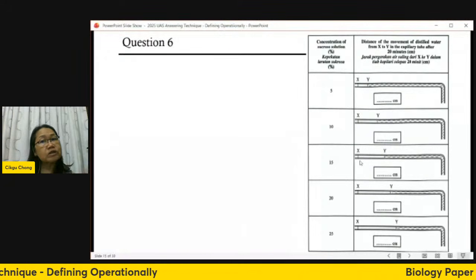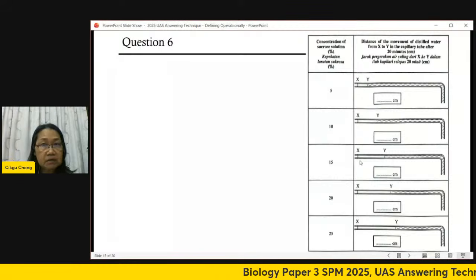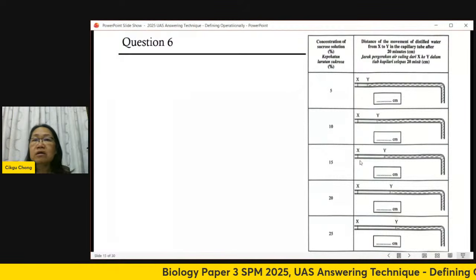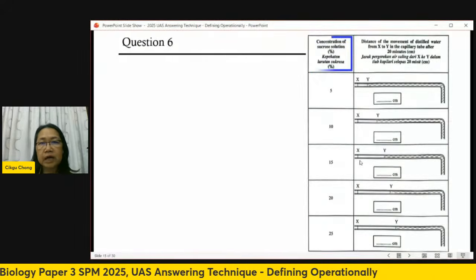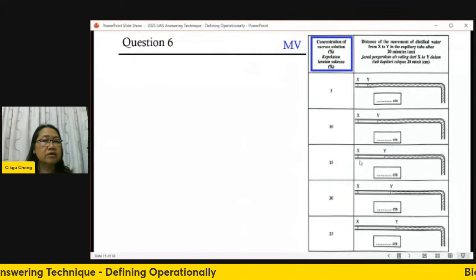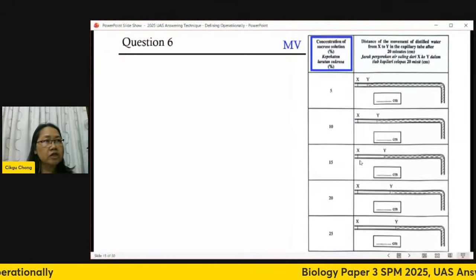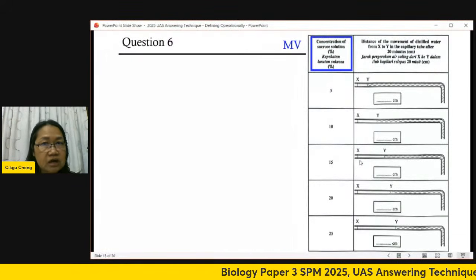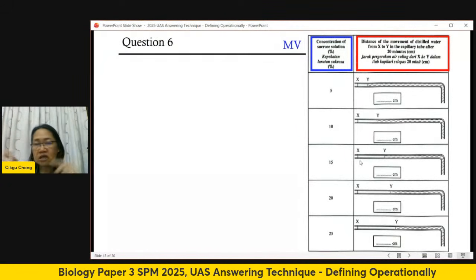But if you were to do the experiment, you've got to draw your own table, and you measure the distance yourself, how many cm. So what's the question? MV first. This is your MV because you are doing different concentrations. You do first time, second time, third time, fourth time, everything the same. You only change the concentration of the sucrose. What you measure? You measure the distance, how much water has moved in.